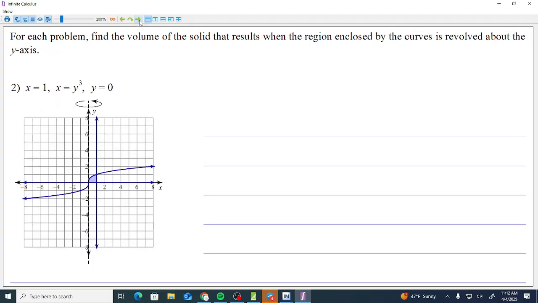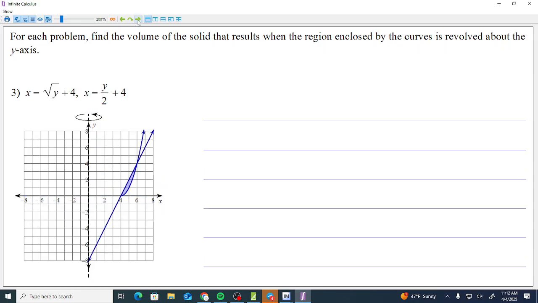I don't know if I'll do 2. I'm gonna find another one I think is better. Yeah, I'm not gonna do 2. Let's do 3.